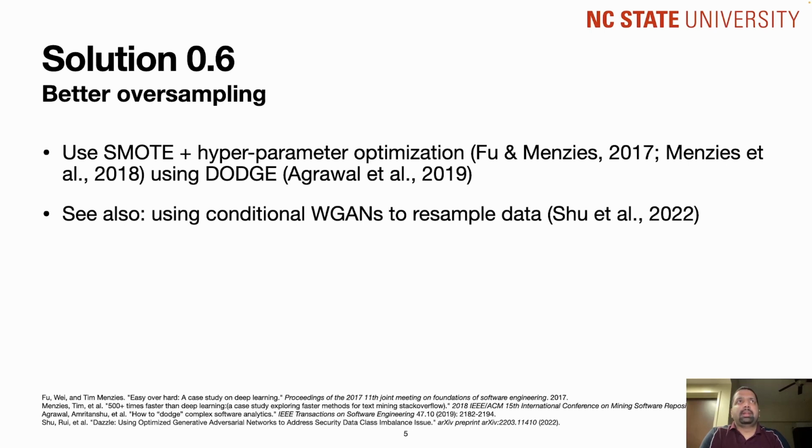There are other, better ways of doing this. See the paper by Rui Xu et al. in 2022, where they use Wasserstein GANs to resample the dataset, but we won't be exploring that here. We'll just be using SMOTE. So does using SMOTE and hyperparameter optimization work?